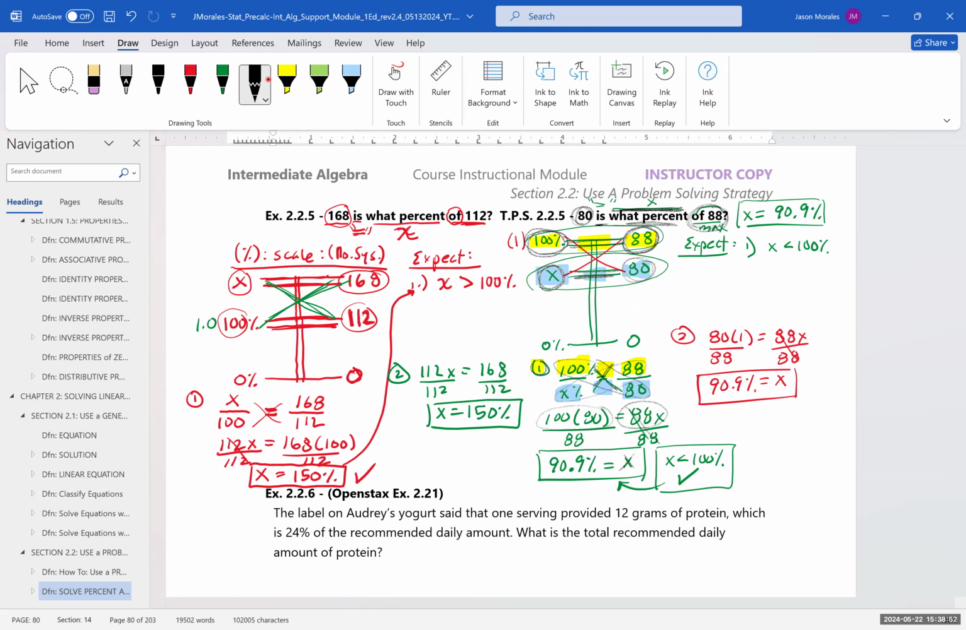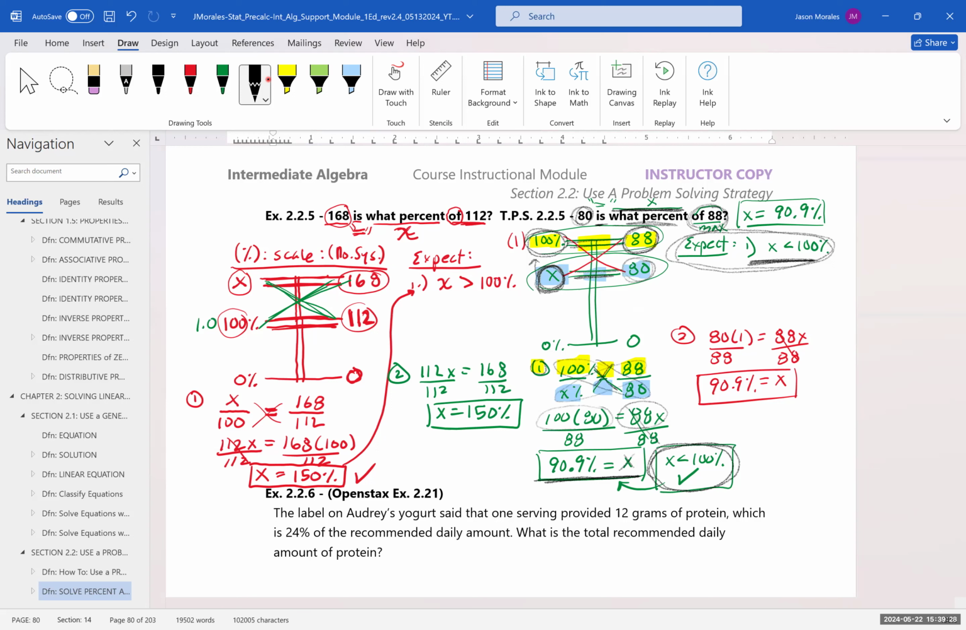And so that I won't be inconsistent with what I've done before, I forgot to mention our expectation. You'll notice that this unknown percentage x, we can expect it to be less than 100. That's what I put here. And when we look at our value of 90.9%, that does satisfy our expectation that x will be less than 100%. So we're good.